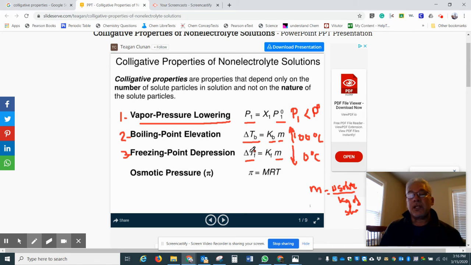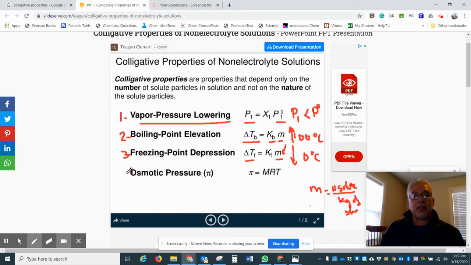So this is the delta T, the difference in temperature. It will always be less than 0 Celsius in the case of water. Of course, we are mainly talking about water solutions. And this is the constant that you will always be given in a problem, or you can also find it in a table. And again, this is molality.